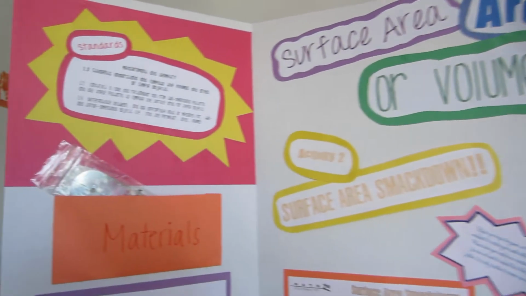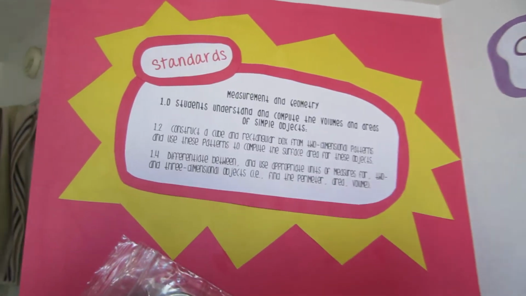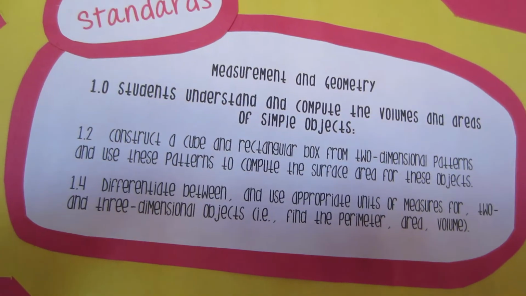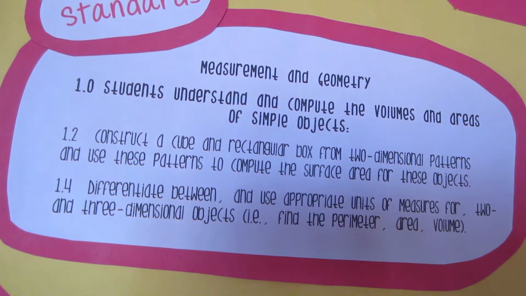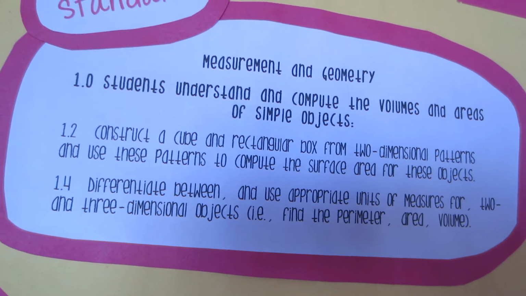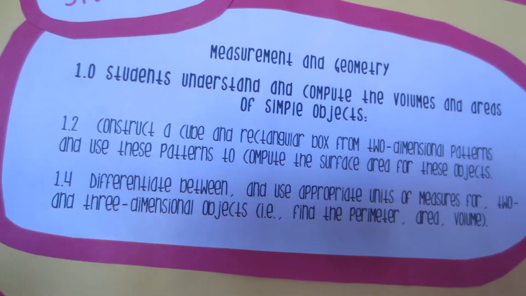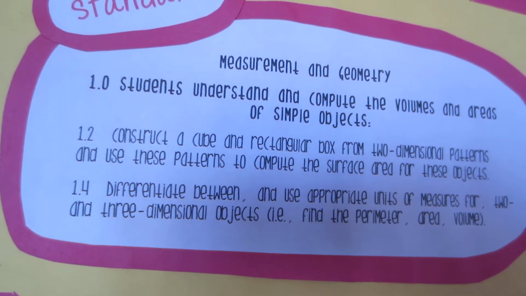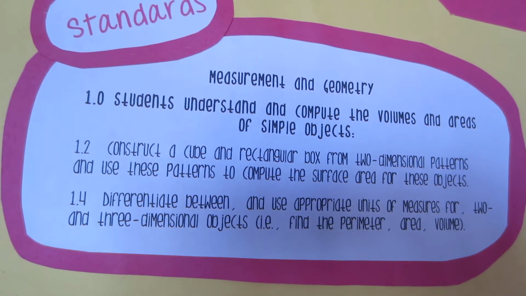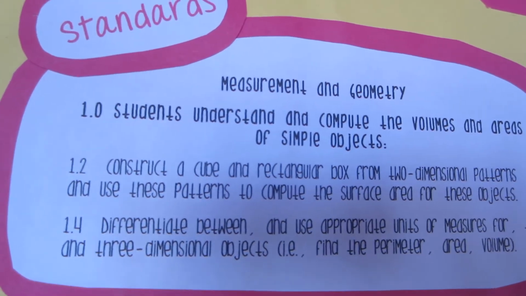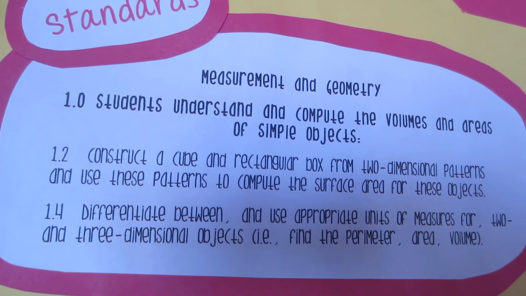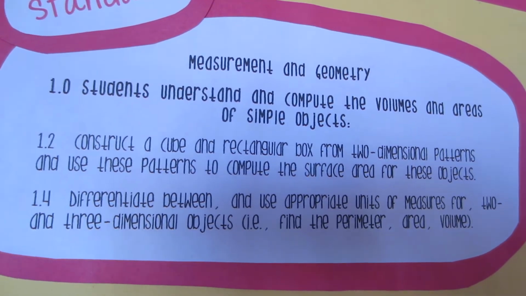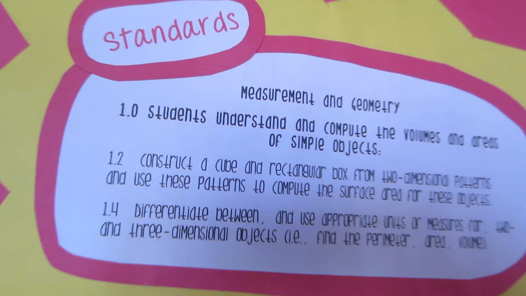To start, I put the standards, which like I said is the 5th grade math standards for measurement and geometry. It says students understand and compute the volumes and areas of simple objects. 1.2 says construct a cube and rectangular box from 2-dimensional patterns and use these patterns to compute the surface area for these objects. 1.4 says they differentiate between and use appropriate units of measure for 2- and 3-dimensional objects and find the perimeter, area, and volume.